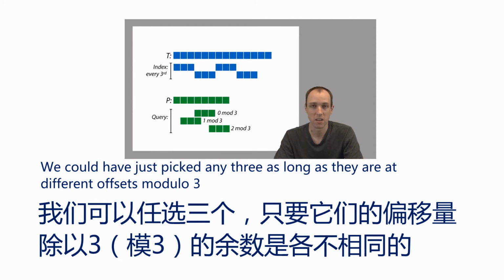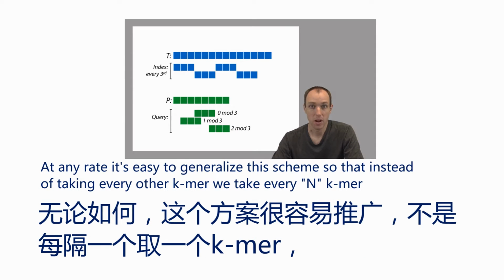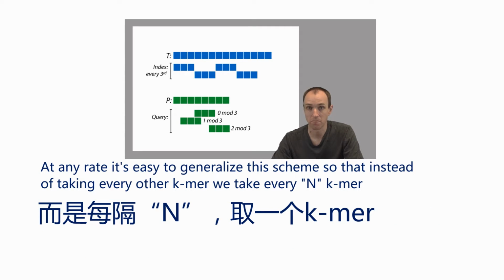We could have just picked any 3 as long as they are at different offsets modulo 3. You know, using modular arithmetic, where some offset modulo 3 is just the remainder after dividing by 3. At any rate, it's easy to generalize this scheme so that instead of taking every other k-mer, we take every nth k-mer.